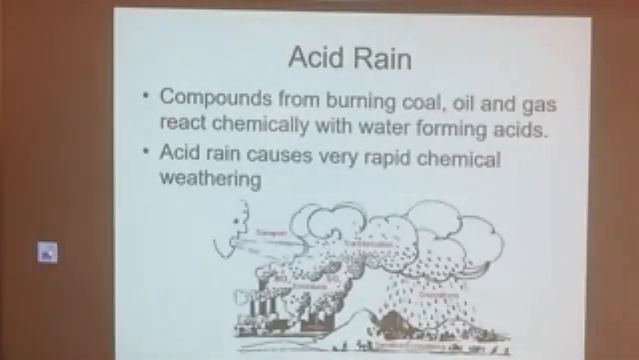And the last one is acid rain. This is burning fossil fuels, coal, oil, and gas. Those emissions go up into the atmosphere. They combine with the water vapor that is up there, and it causes an acidic precipitation, right? It causes acid rain that drops down, and whenever that acid rain hits the rocks on the Earth's surface, it will weather them away rather rapidly.